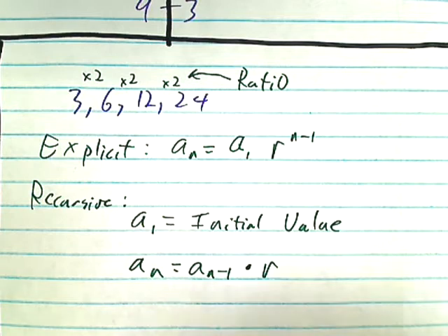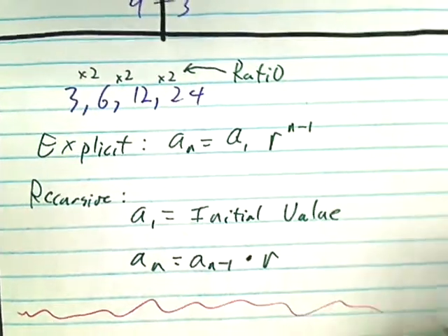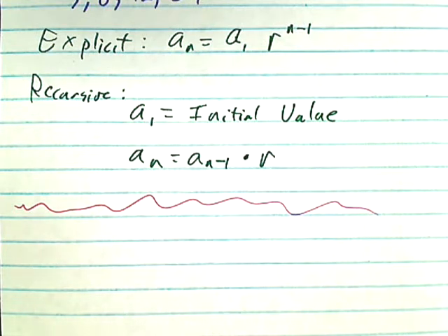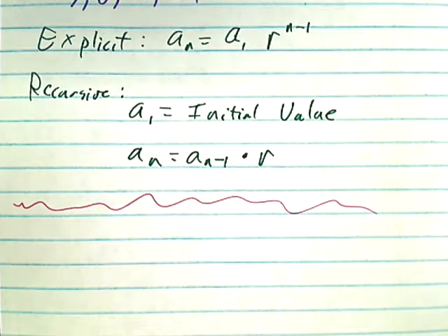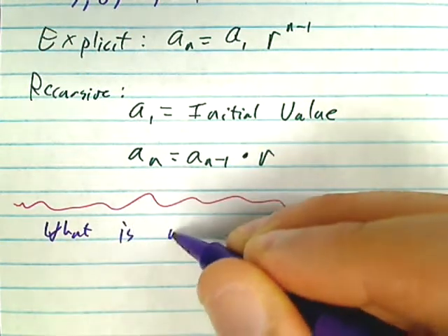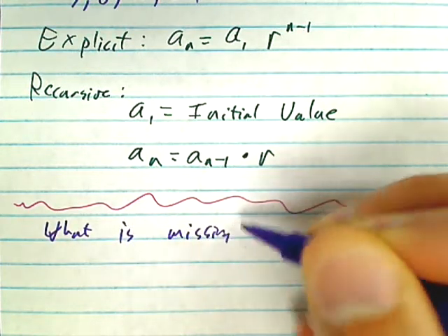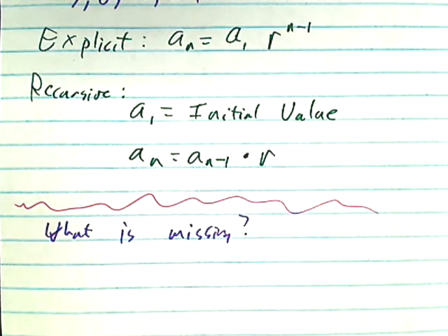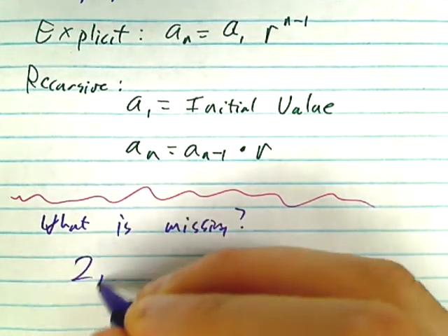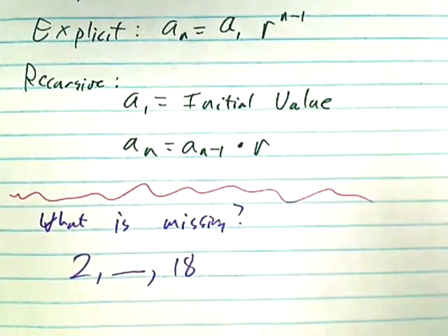Okay, I want to look at an example. We're going to solve it a couple of different ways. The question will be, what is missing? Okay, let's look at this. I have 2, blank, and then 18.